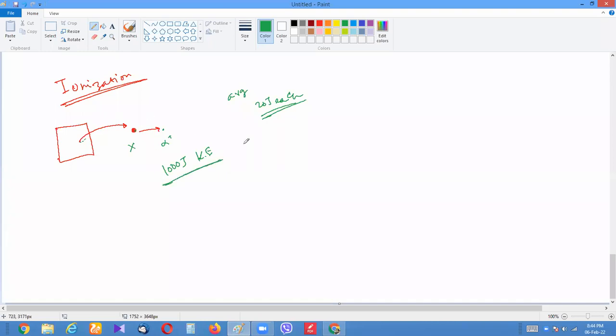Mathematically speaking, it is gonna spend 20 joule amount of energy 50 times.